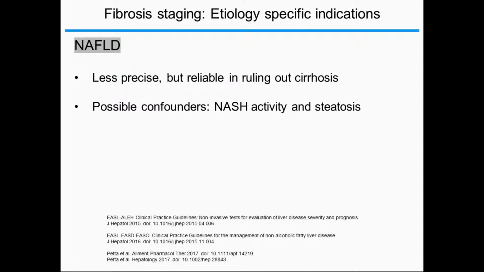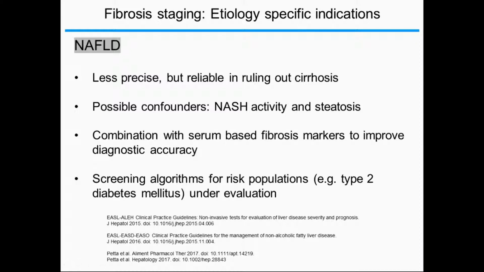Non-alcoholic fatty liver disease is another indication for liver elastography, and it's very interesting for the future because of its very high prevalence. However, we have the problem that liver elastography is less precise than in viral hepatitis, but it's still reliable enough to rule out cirrhosis in the majority of NAFLD patients. When performing liver elastography in NAFLD or NASH, we have several confounders like the steatosis and also the NASH activity. It's the same with viral hepatitis B. If there is inflammation, this may lead to higher values.